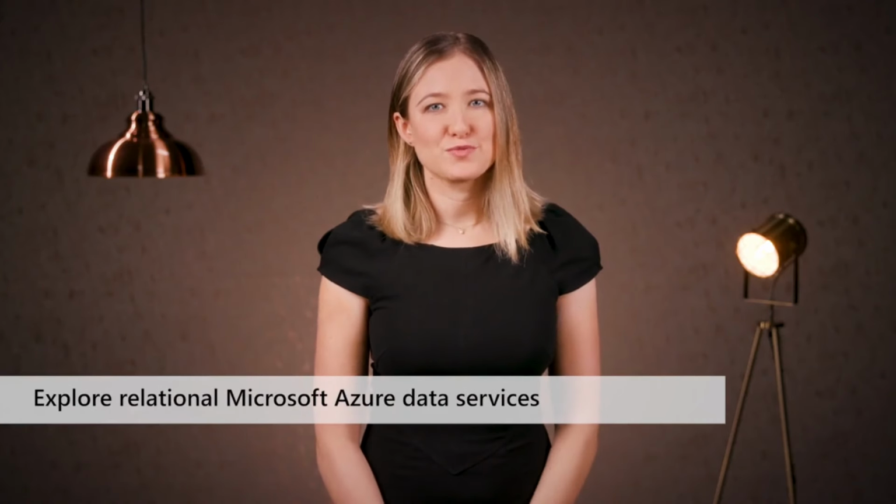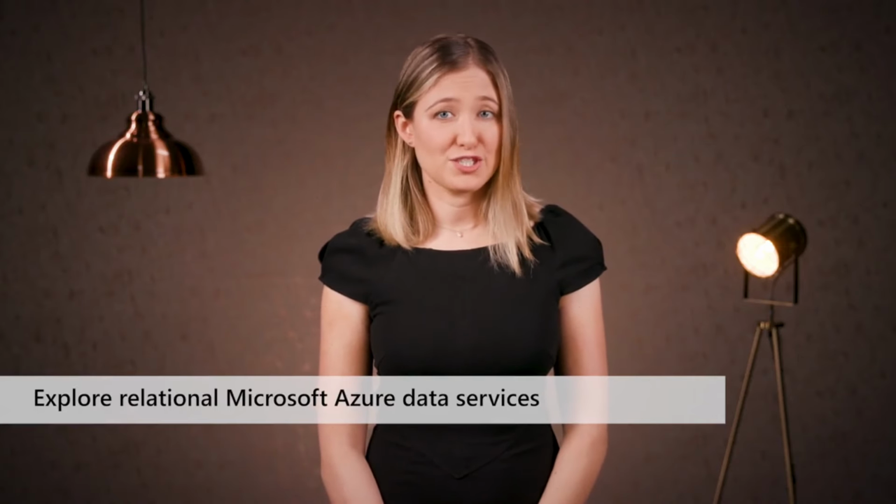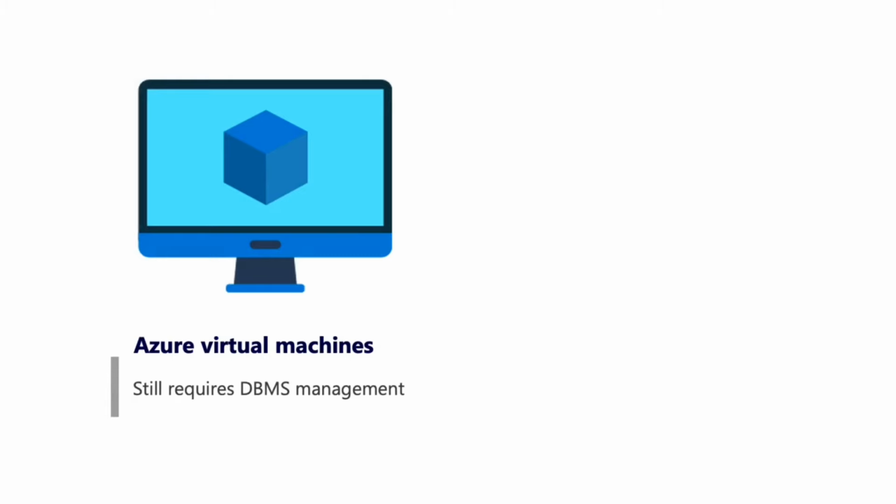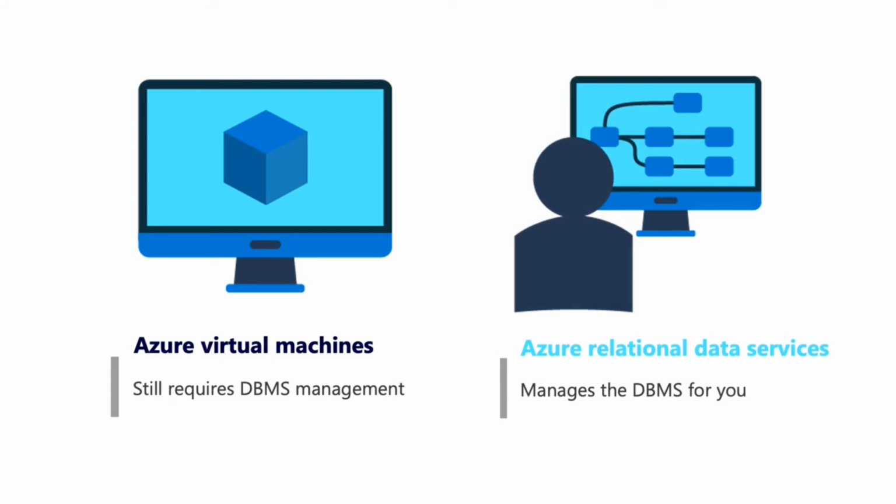Microsoft Azure offers a range of options for running a database management system in the cloud. For example, you can migrate your on-premises system to a collection of Azure virtual machines. This approach still requires that you manage your DBMS carefully. Alternatively, you can take advantage of the various Azure relational data services available. These data services manage the DBMS for you, leaving you free to concentrate on the data they contain and the applications that use them. Let's take a quick look at what exactly is an Azure Virtual Network.